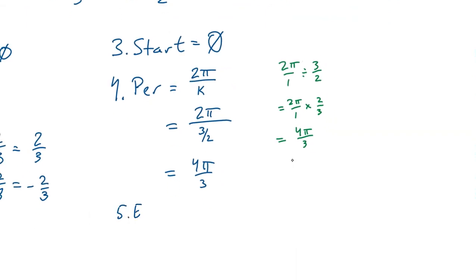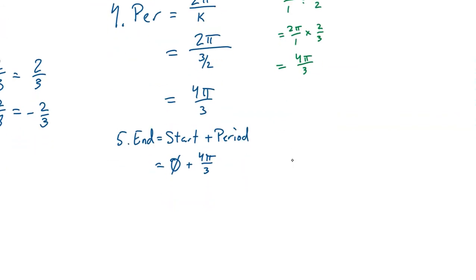So the end is the start plus the period. Period is the length of one full cycle, so it makes sense that if you start at the start and you add the period, you get to the end. So again, there could be some fraction math here, but in this case, the 0 makes it easy. So our end is just 4 pi over 3.